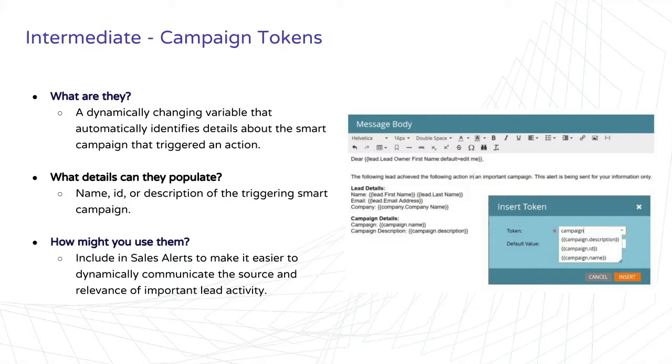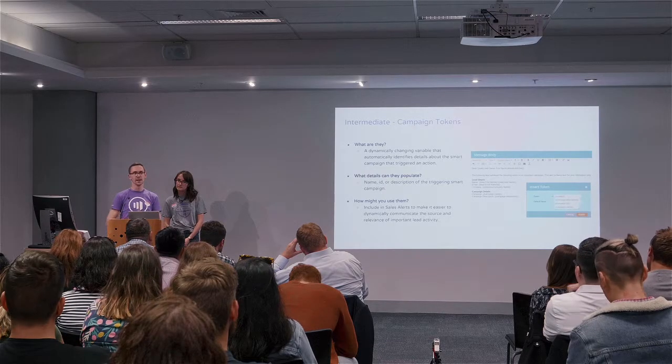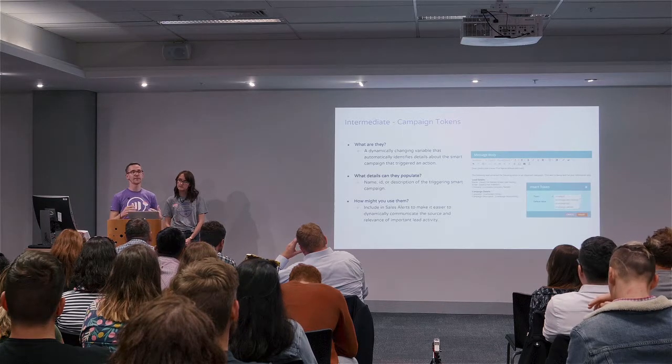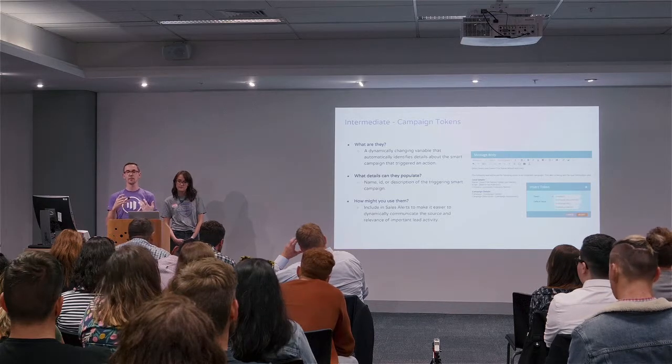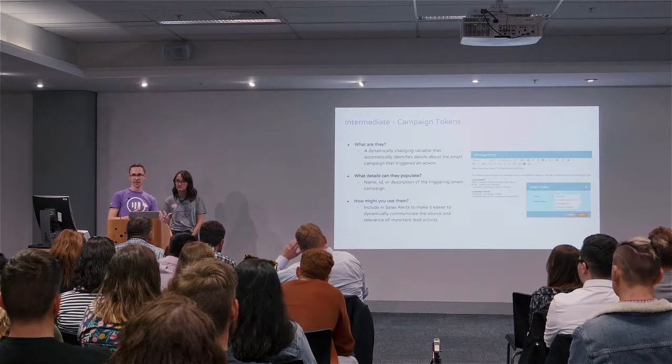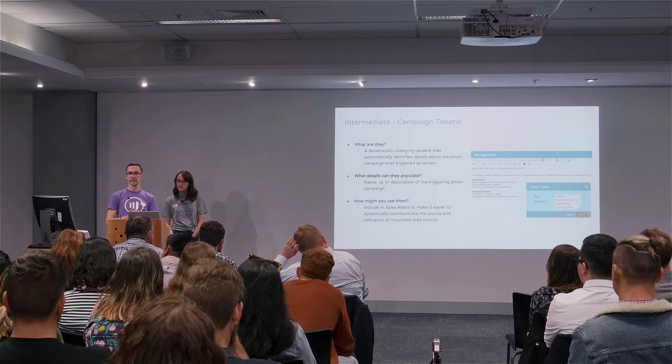Campaign tokens. These ones are, again, dynamic variables that essentially just allow you to identify details about the smart campaign that actually triggered the action. So much like the programs before, if you've got specific smart campaigns built within your program, you might want to alert your sales team or have a particular field against the lead record that pulls this information through so that you can keep that information around basically. Yeah, just to make it a bit easier to communicate the source.